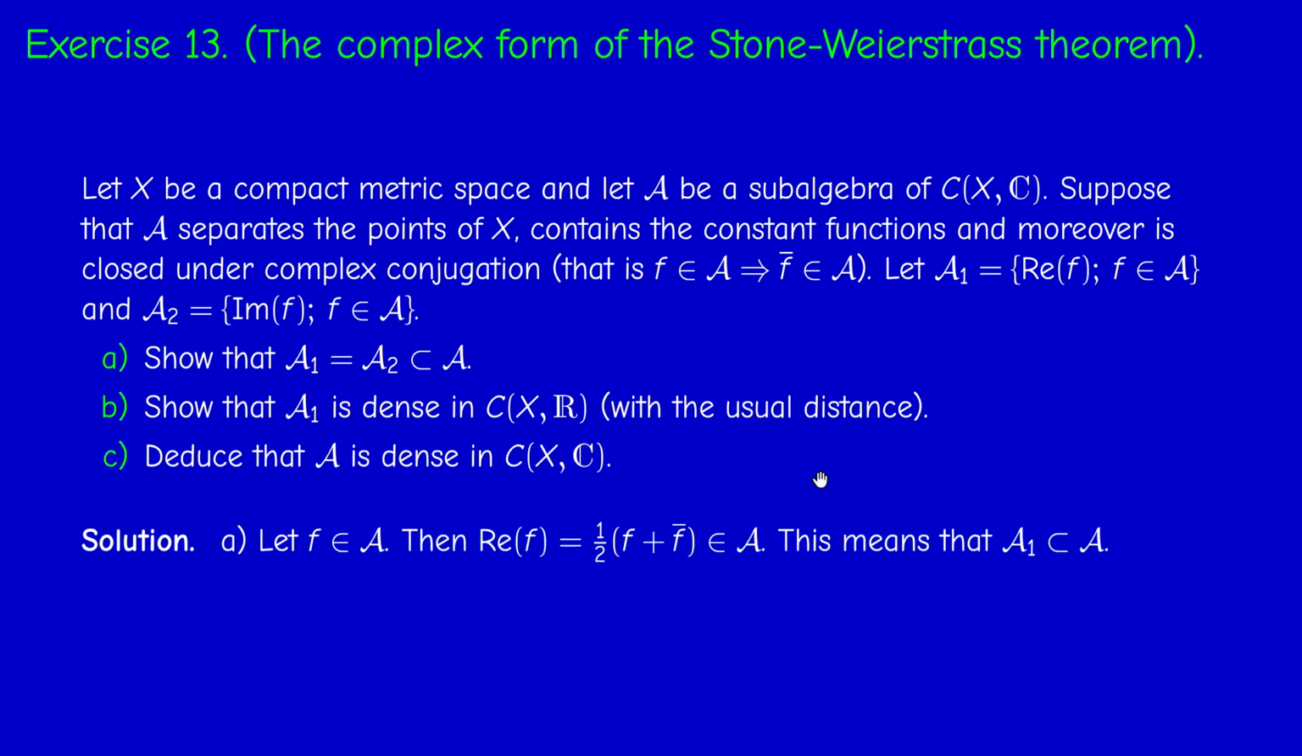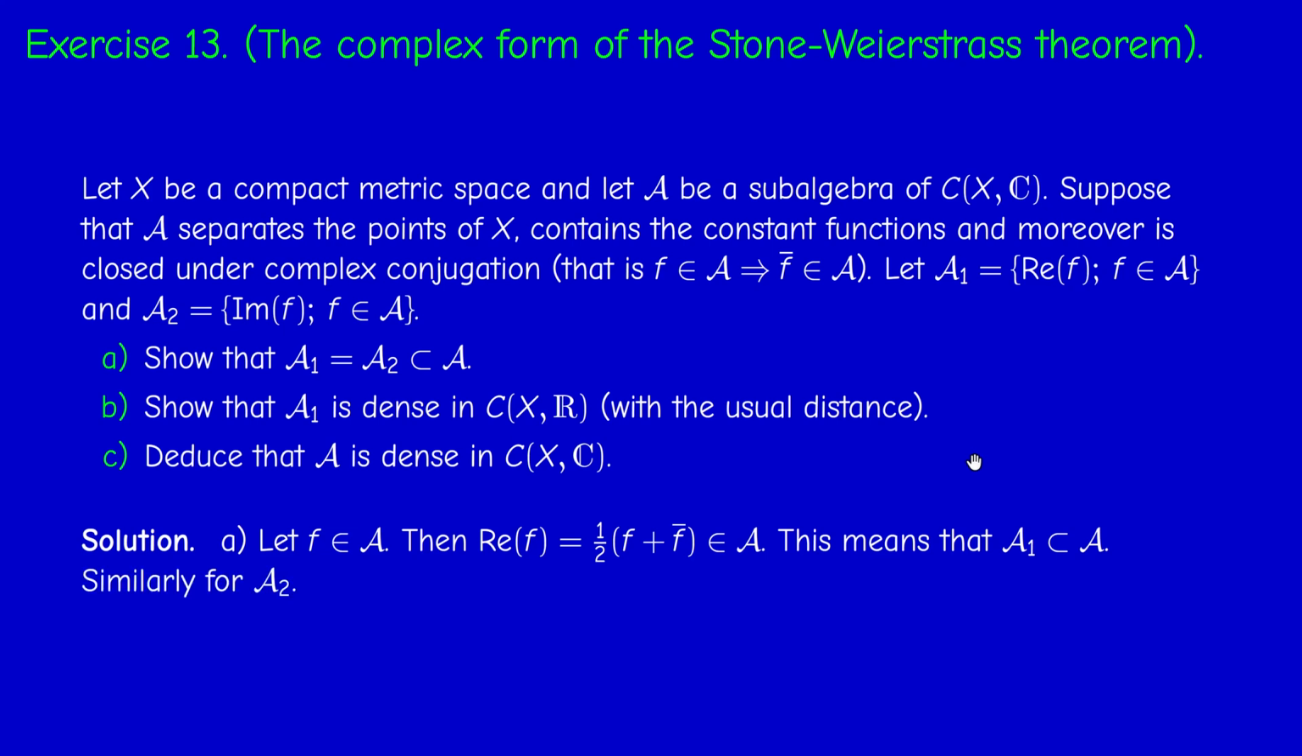Okay, so take an element f in the subalgebra. We know that the real part of f is 1/2 of f plus the conjugate of f. Now, since A is an algebra, it's stable under addition and multiplication by scalars. So if f is in A, by the fourth condition, f bar is in A. So f plus f bar is in A because A is stable under addition. And then when we multiply by 1/2, we get an element of A. So this proves that any element in A1 is actually an element in calligraphic A, first thing.